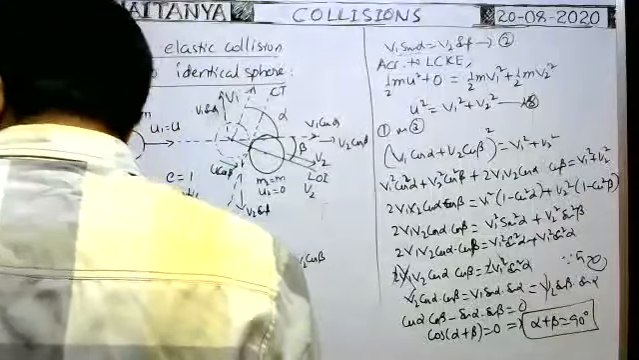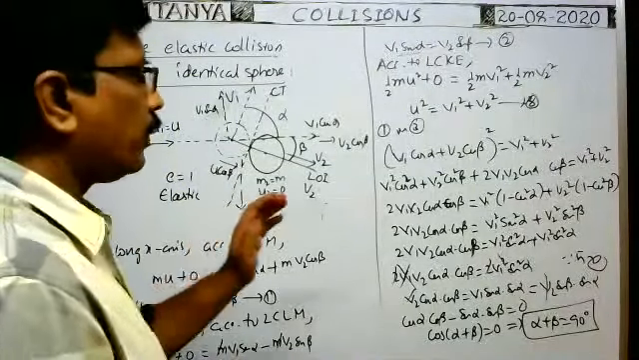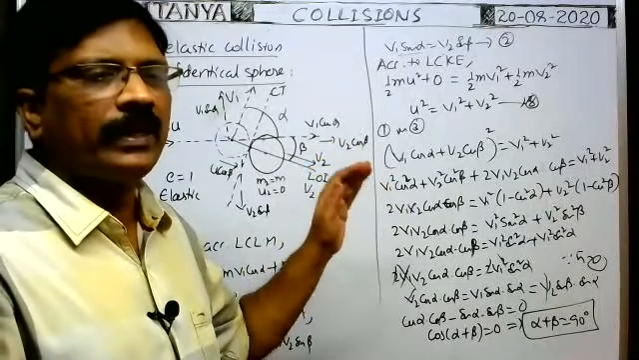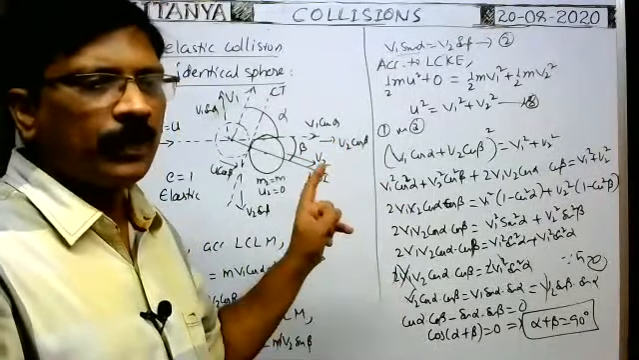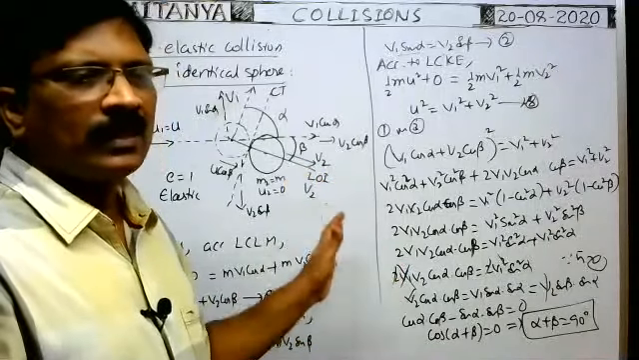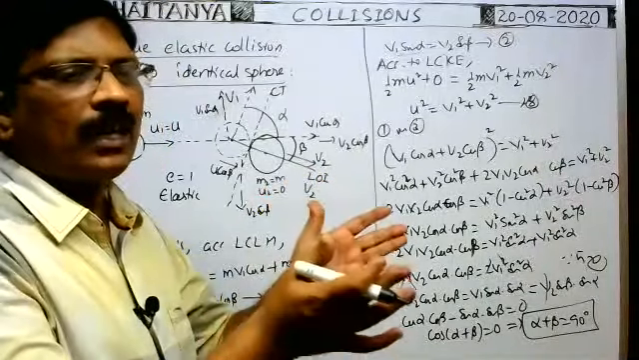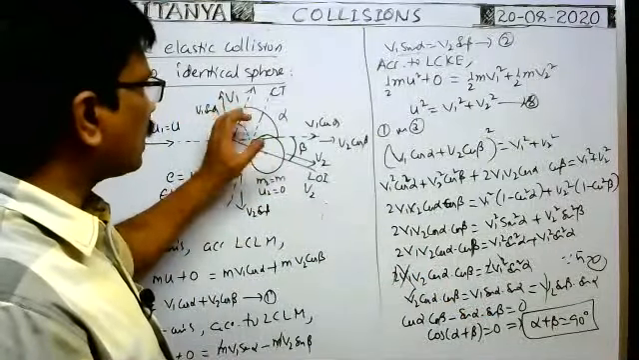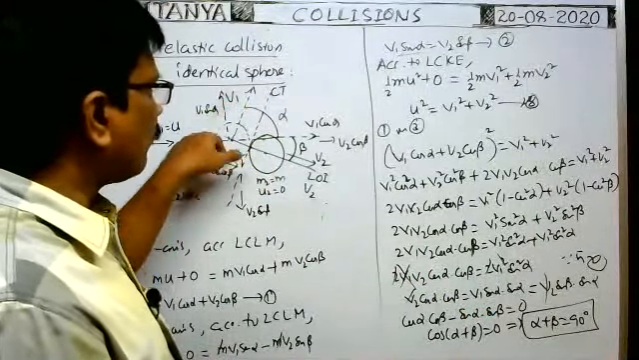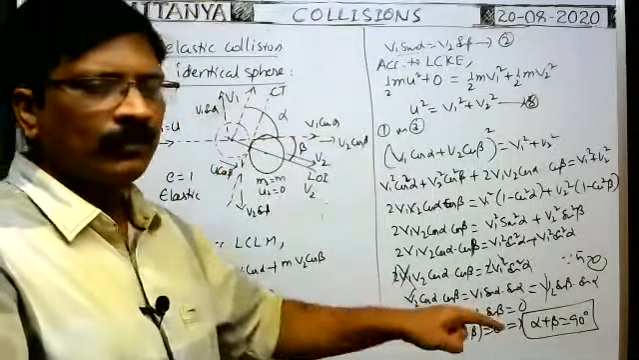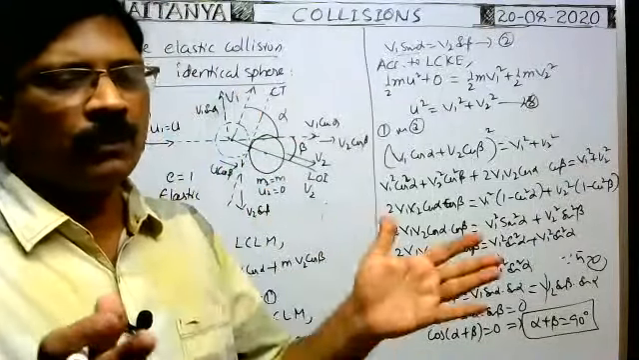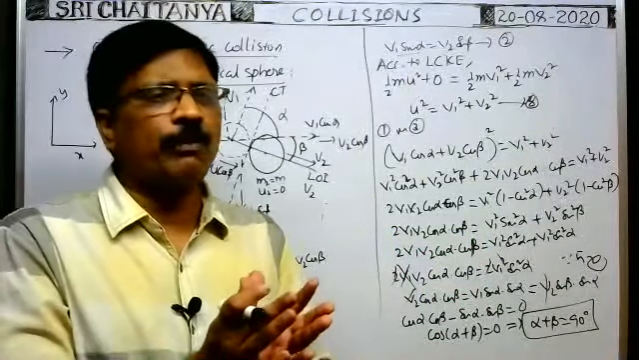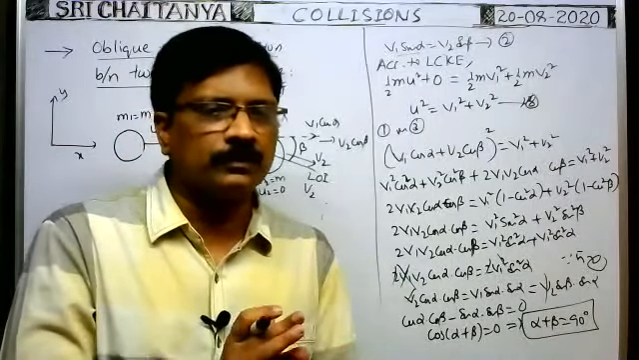That means whenever an oblique elastic collision takes place between two identical spheres in which one sphere is at rest and another sphere is in motion, then after collision the two spheres fly off at right angles to each other, because alpha plus beta is 90, which means the angle between the directions of motion of the two spheres after collision is 90. They fly off perpendicular to each other. That is an important point.